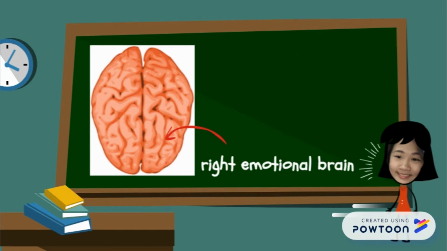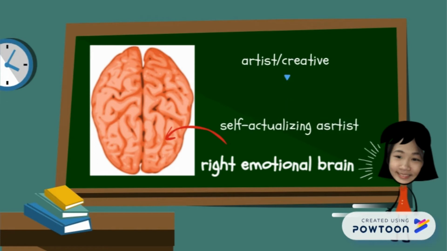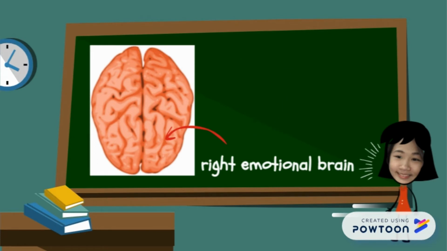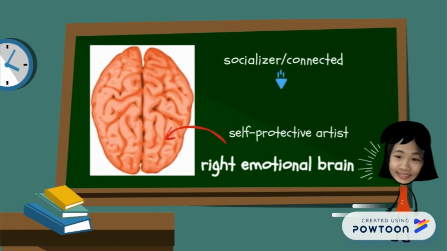In this part of the brain, this is where one contemplates whether to be an artist, to be creative, or to be a socializer and connected. If one chooses to be an artist and be creative, they're more of a self-actualizing artist. While if one chooses to be a socializer and connected, they're more of a self-protective artist.